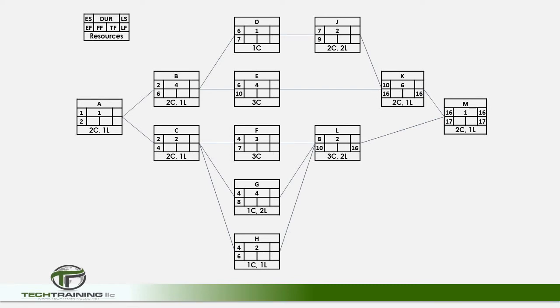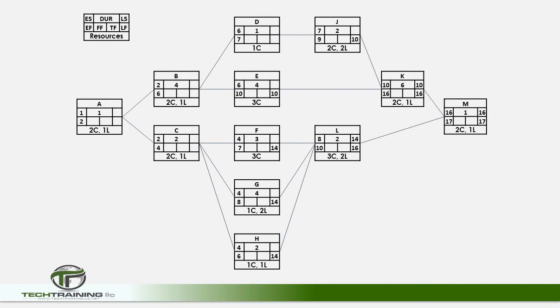We can now determine the late finish of activities K and L. The late finish for these activities will be the late start of activity M, K and L's succeeding activity. So, the late finish for K and L is 16. To calculate the late start of K and L, we simply subtract the duration from the late finish. Therefore, the late start of K is 10 and the late start of L is 14. We can continue the backward pass.